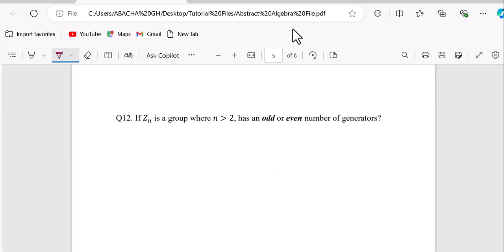Now we look at question 12. If Zn is a group where n is greater than 2, does it have an odd or even number of generators? Well, we don't know. We have to check and see. So they are saying that n is greater than 2, so it means they are talking about Z3, Z4, Z5, going up to Zn.